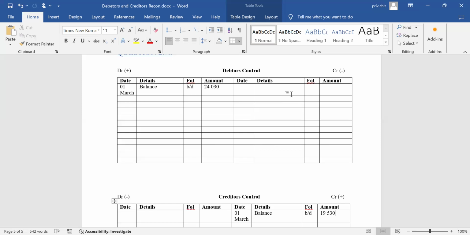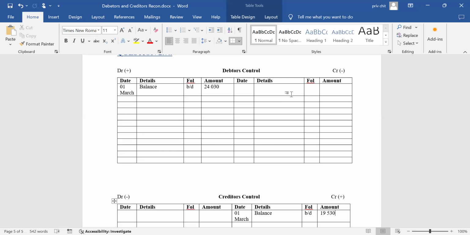So critically, what you need to remember about debtors control and creditors control is that it has to do with everything that is being done on credit by the company. So what does it mean? Number one, a case where they are selling goods on credit, and a case where the company is buying goods or inventory from the suppliers on credit. That's what debtors control and creditors control is all about. So it's about anything we are buying on credit or anything that we are selling on credit. Does it make sense?